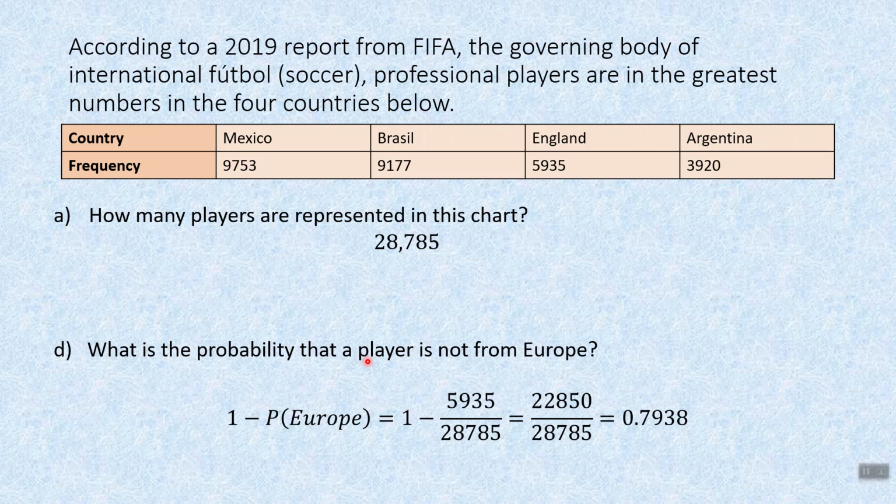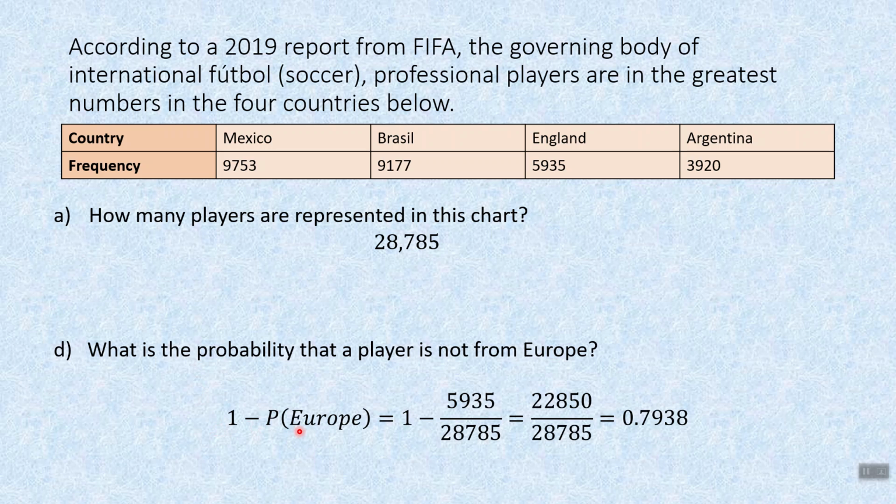It's a mouthful. So what's the probability that a player is not from Europe? Well, I could do this in 2 different ways. If they're not from Europe, we're going to exclude England. So I could just add up 9,753, 9,177, 3,920. But don't forget, right, we have complements. What about E complement? What is the probability that a player is not from Europe? That's 1 minus the probability the player is from Europe, right? Not is the opposite. It's always 1 minus.